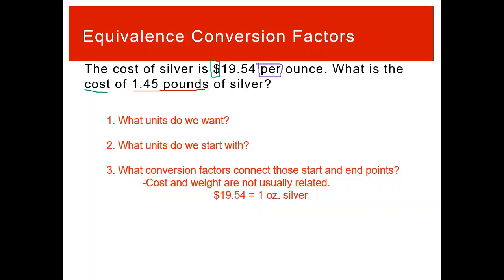One of the things that makes equivalence conversion factors tricky, ironically, is that they're in the problem. And so it ends up seeming like it's kind of smoke and mirrors. There's this extra number that's just in there that is needed to complete the problem. You have to know that it's $19.54 per ounce of silver, but that is what you use to convert or modify your other numbers. So with all this in mind, let's actually work it out, see how it goes.